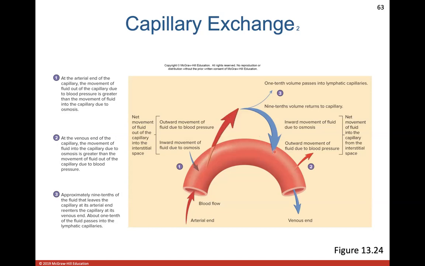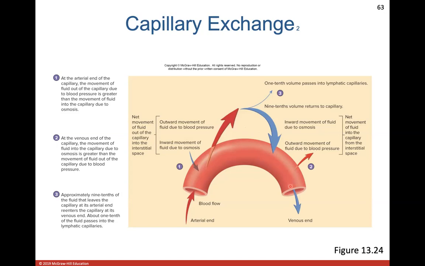At the venous end of the capillary, the movement of fluid into the capillary due to osmosis will be greater than the movement of the fluid out of the capillary due to blood pressure. And approximately 9/10 of the volume will return back into the capillary.